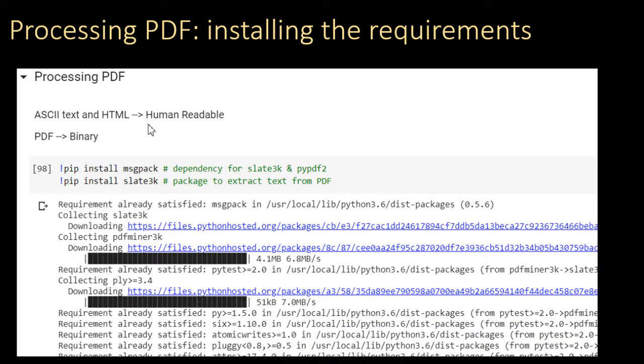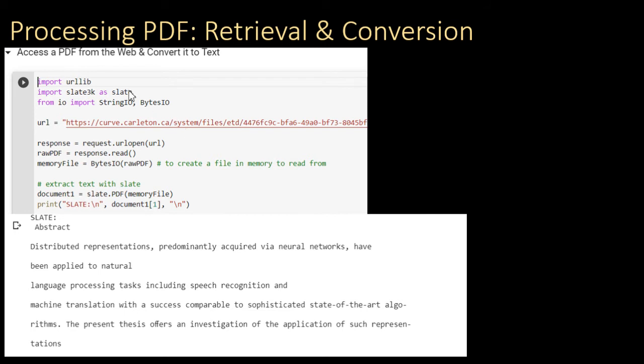Now, what if the content on the web was a PDF file? PDF, as opposed to ASCII and HTML, is not human readable. Let's install Message Pack and Slate to be able to extract text from PDF. To extract text from PDF, we need to use the following libraries: urllib, just as before, Slate, which is a wrapper around PDF Miner to turn PDF into text. Also Bytes.io, so that we can write files to memory.